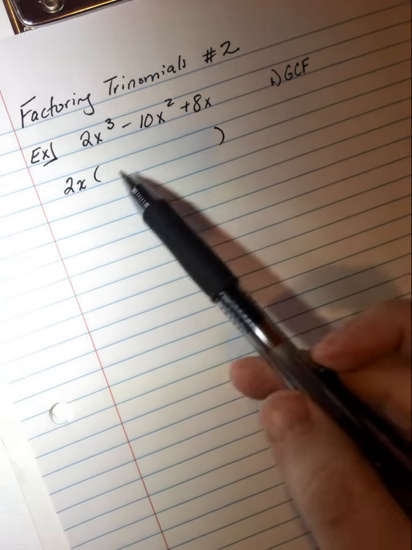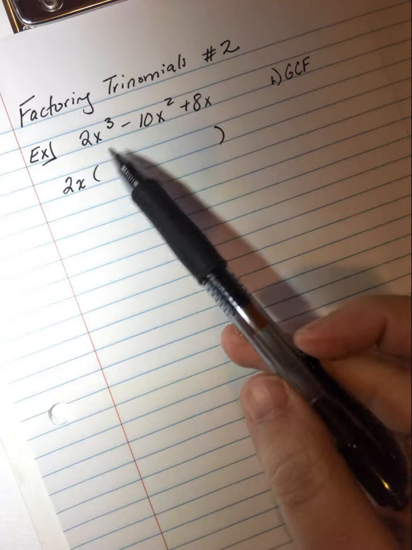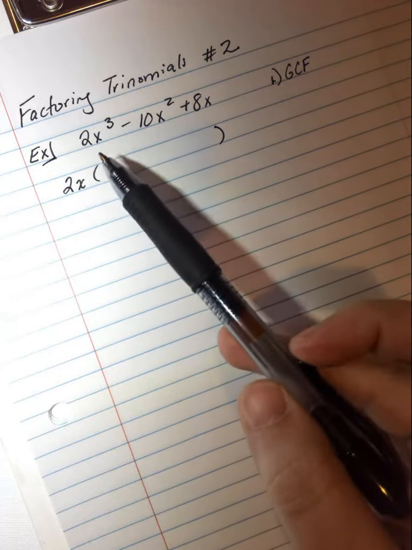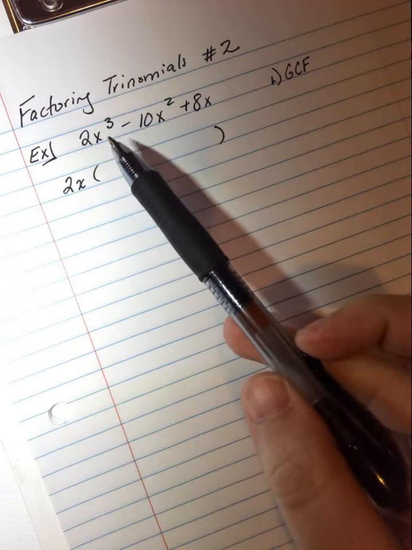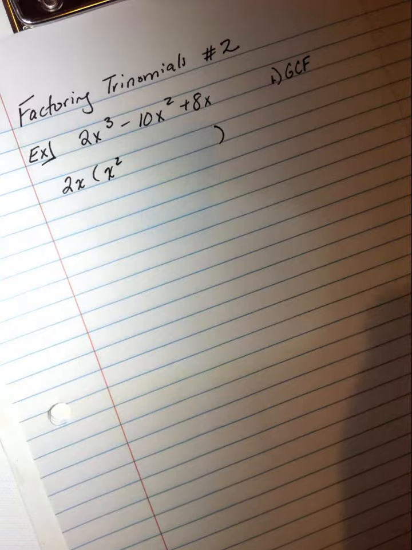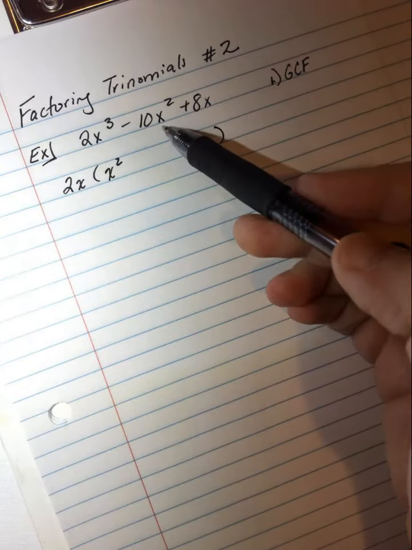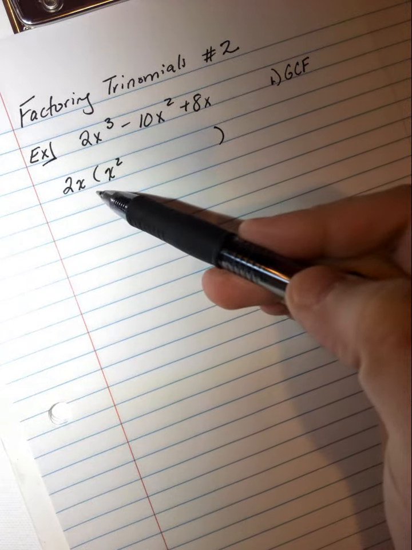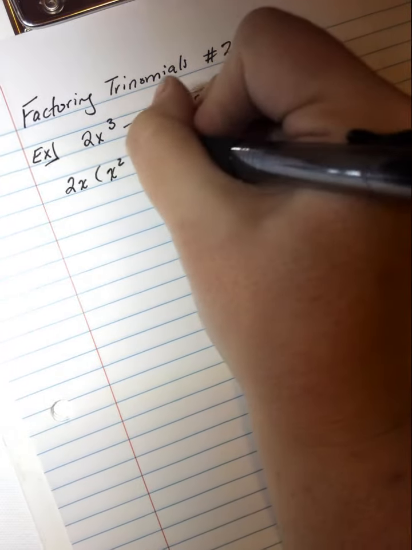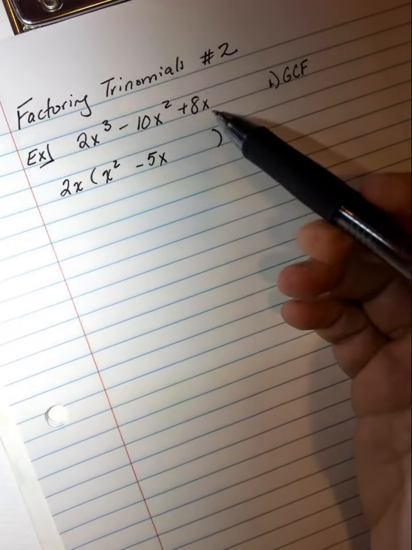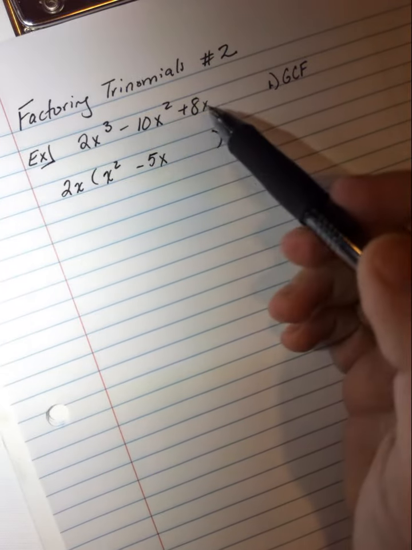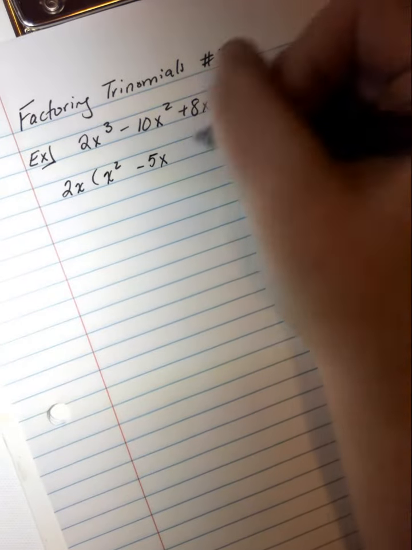So if I divide each term by 2x, 2x cubed divided by 2x: 2 divided by 2 is 1. X cubed divided by x, I've got 3 of them, I take away 1, I'm left with 2 of them. So I get 1x squared. Negative 10 divided by 2 is negative 5. X squared divided by x is x. So I get negative 5x. 8x divided by 2x: 8 divided by 2 is 4, and x divided by x cancels out to become a 1. So I get plus 4.